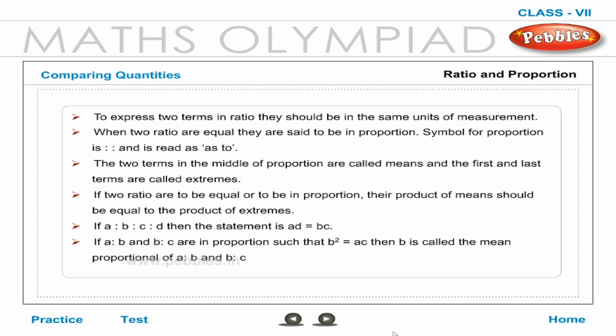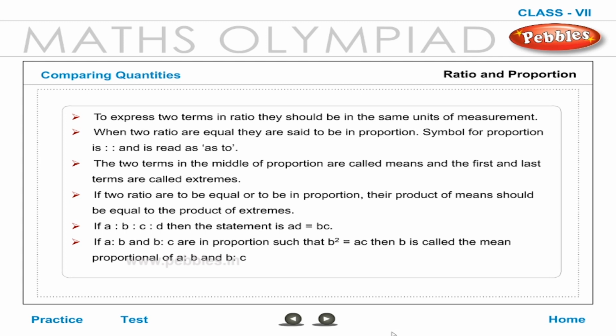When two ratios are equal, they are said to be in proportion. The symbol for proportion is given, and it is read as "is to". The two terms in the middle of a proportion are called means, and the first and the last terms are called extremes. If two ratios are to be equal or to be in proportion, the product of the means should be equal to the product of the extremes.